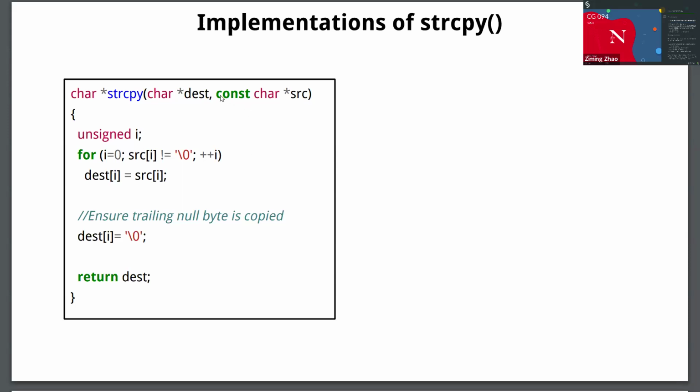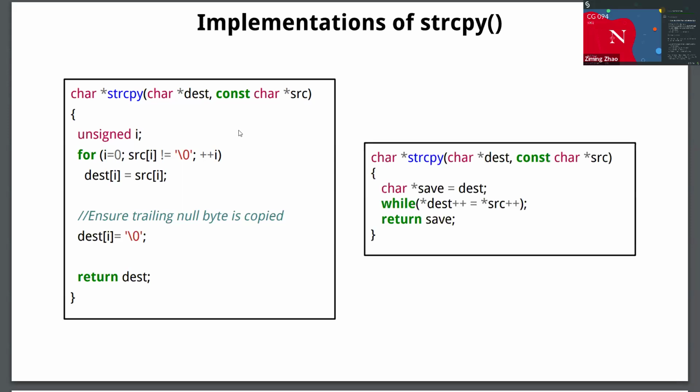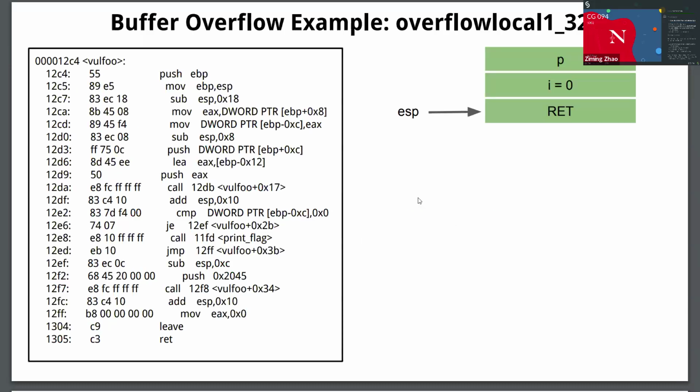So this is an implementation of that. Of course, there is a shorter implementation, something like this, but semantically they are equivalent. It just copies from source to destination. It doesn't matter how long the source is. What only matters is it will end copying when it sees a zero. That's it. Then let's look at the instructions of this function one by one.